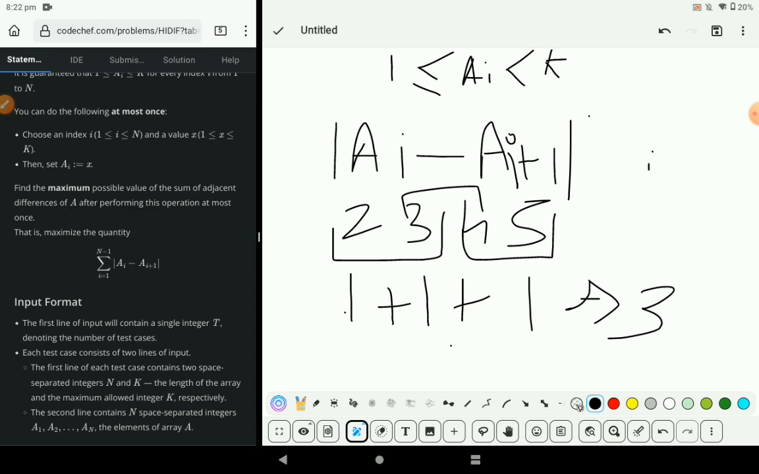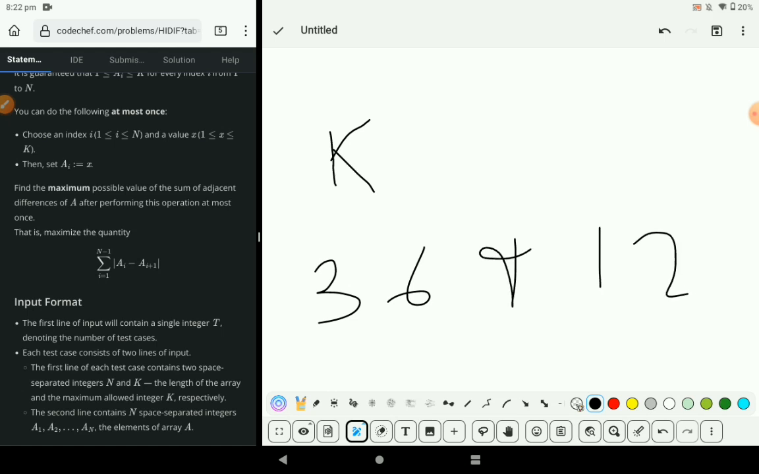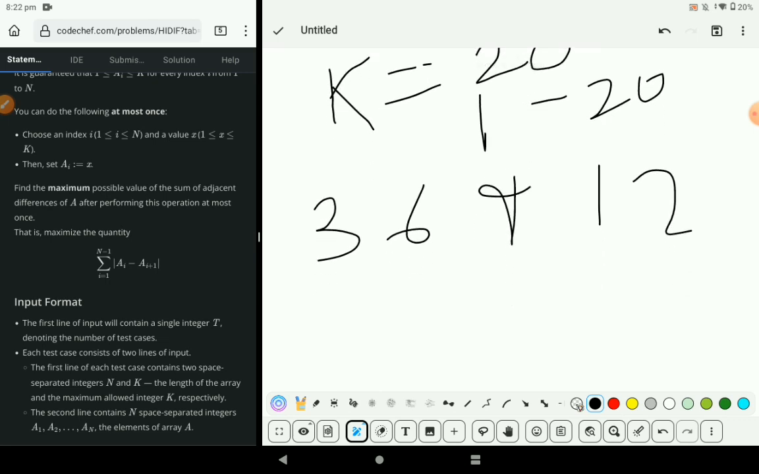So what does the problem statement say? We have to find the maximum possible value of the sum of adjacent differences. We have been given k, so we have to swap an element with a value up to k. Take the array 3 6 9 12. We have to swap an element with k. Let's say k equals 20, so the value can be 1 to 20. Is that clear? For example, we take it as 20.